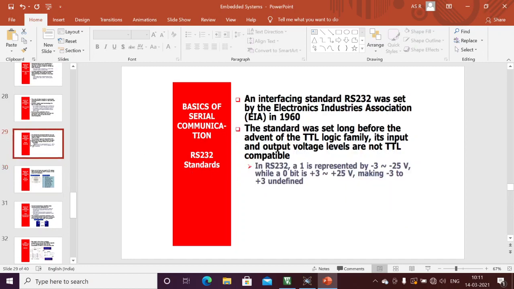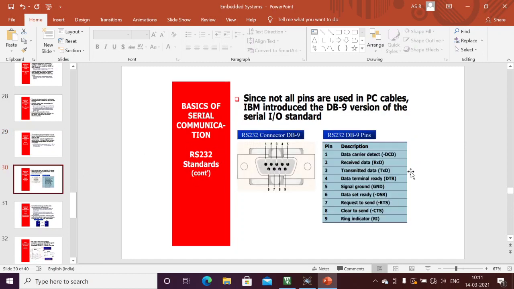How we are going to convert from TTL to the RS232 standard, we are going to discuss in the next slides. Here is our DB9 connector. Normally if I want to connect to a PC, we mainly use this DB9. Since not all the pins are used in the PC cable, IBM introduced the DB9 version of the serial IO standard.